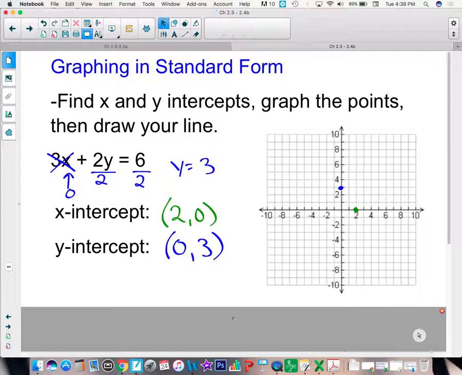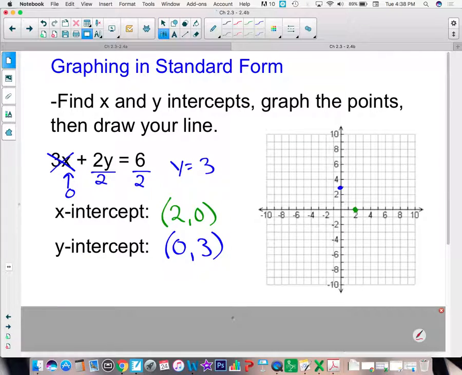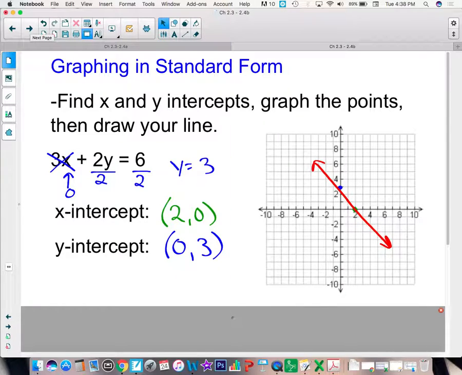So we have our 2 points graphed, and then from there we can just draw a line between those 2 points. Graphing with intercepts, I think, is actually way easier than graphing with anything else, because you just need 2 points and you can go ahead and graph those.